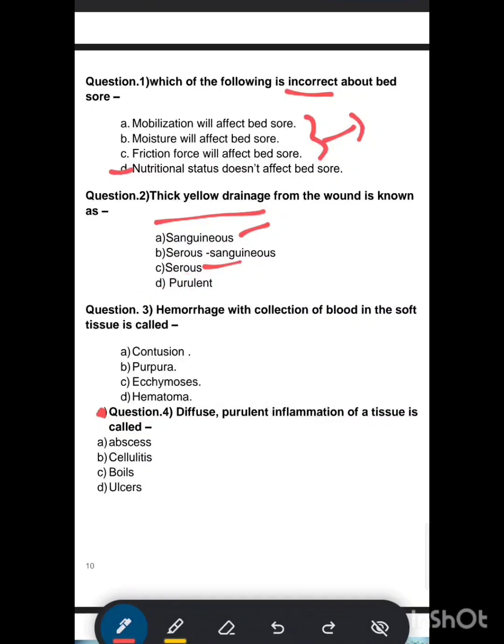Then question number 3: hemorrhage with collection of blood in the soft tissue is called contusion, purpura, ecchymosis, or hematoma. We all know that here hematoma is the only one related to hemorrhage. So the correct option is hematoma. Next, question number 4: diffuse purulent inflammation of a tissue is called abscess, cellulitis, boils, or ulcer.